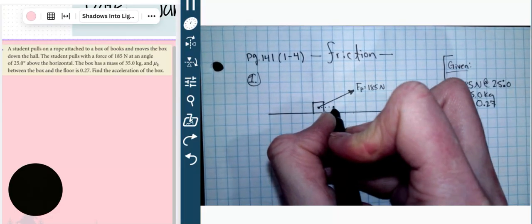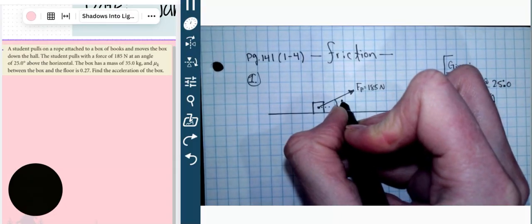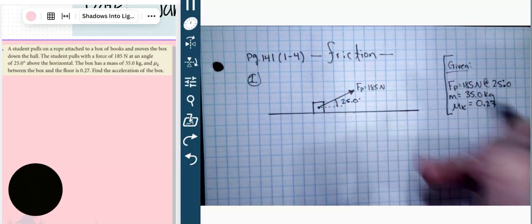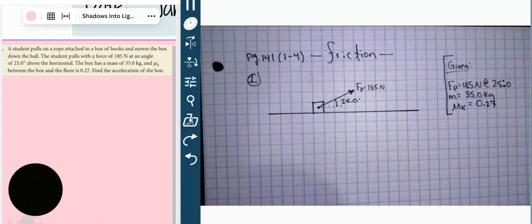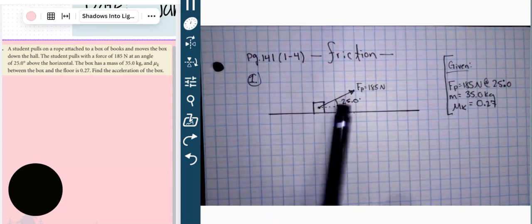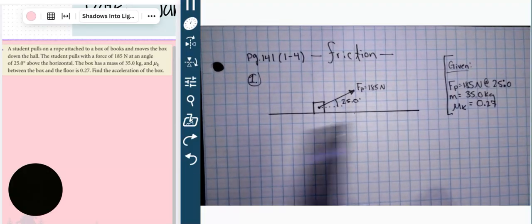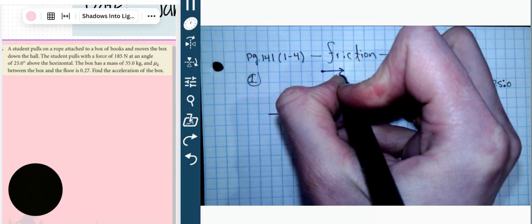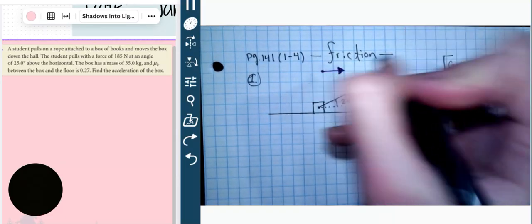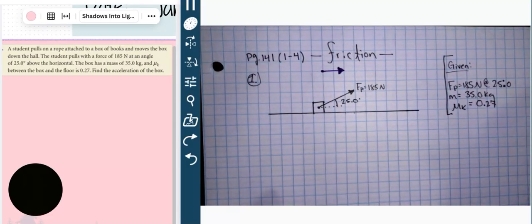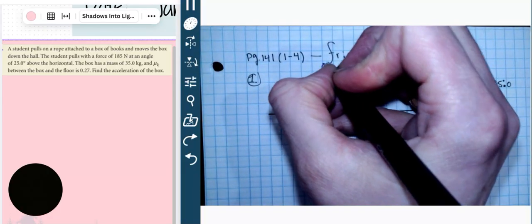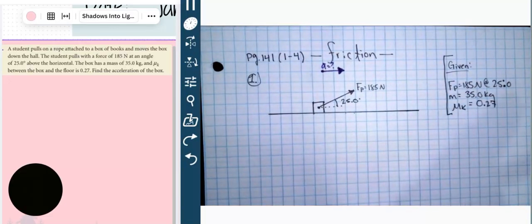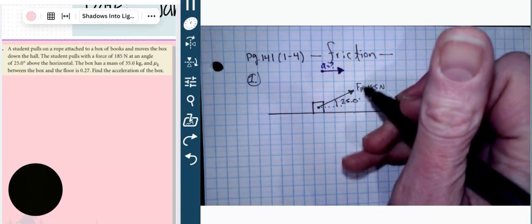And my theta is 25 degrees. Now I can't do anything with that because it is not a force vector in the direction of my motion, because I know that my box is moving that way, so that has to be one of my axes. Let's make it our x. That's the easiest way to do it. They want us to find acceleration, but I know that it's being accelerated in the direction it's being pulled.